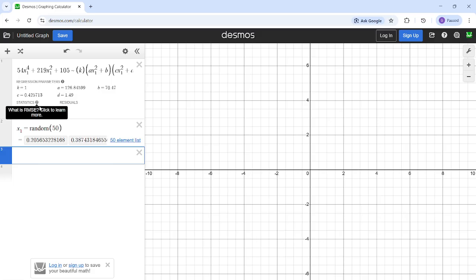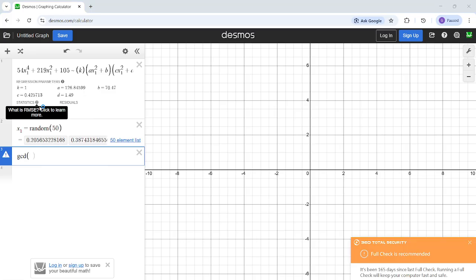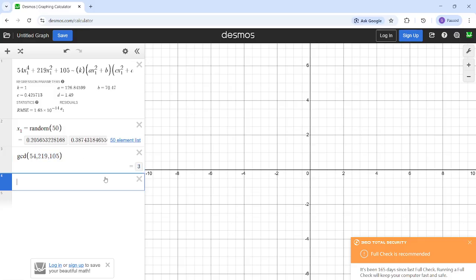Now, how do we find the greatest possible value of k? To find it, we have this thing called GCD on Desmos. We create a parenthesis, and then we write down the numbers: 54, 219, and 105. It will show us the greatest possible number that divides all of these numbers, and it is 3. Now, we can change k to 3.